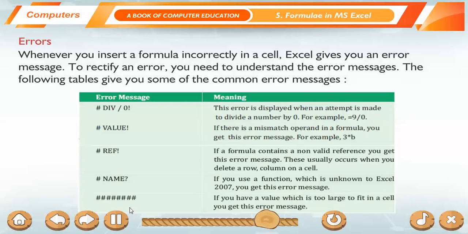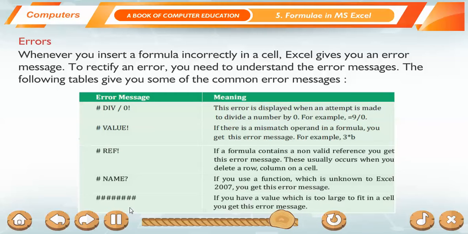#DIV/0!. This error is displayed when an attempt is made to divide a number by 0. For example, equal to 9 by 0. #VALUE!. If there is a mismatched operand in a formula, you get this error message. For example, 3 into b.